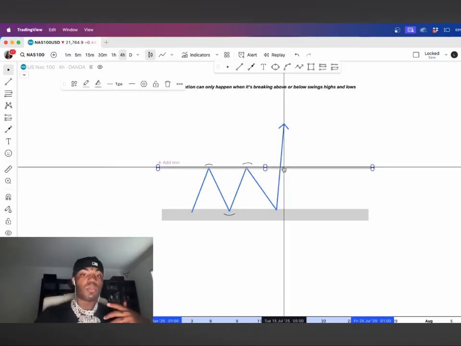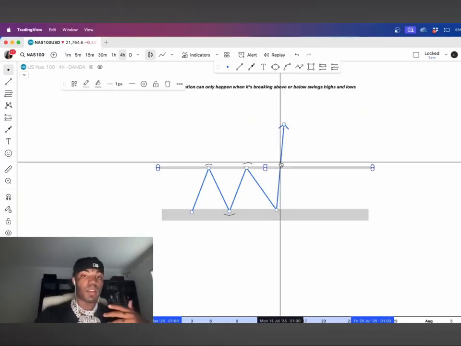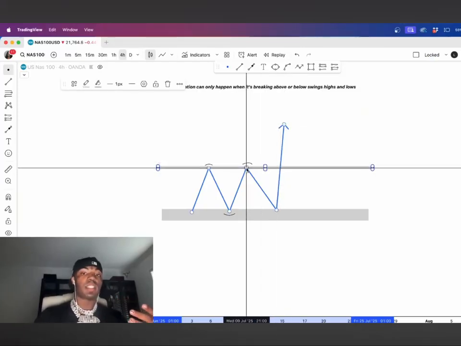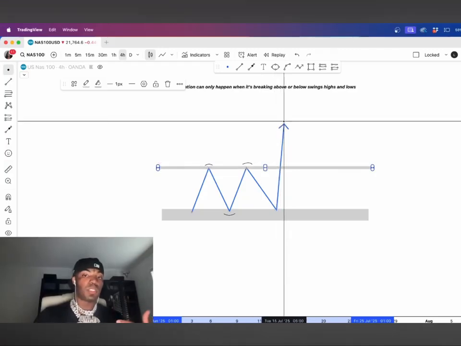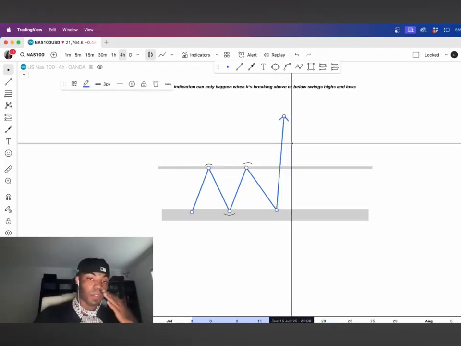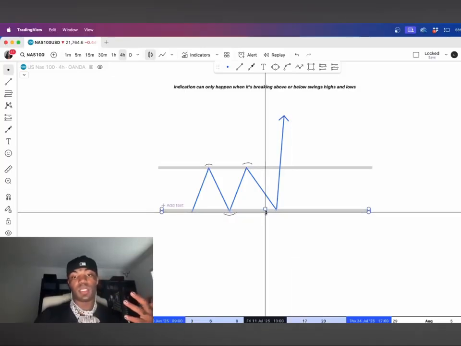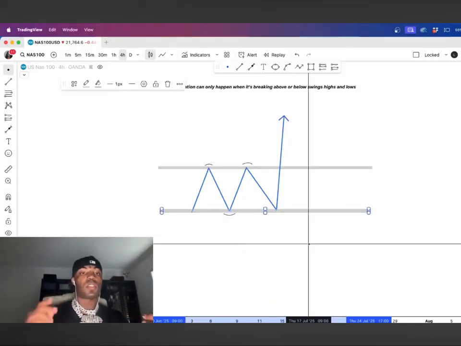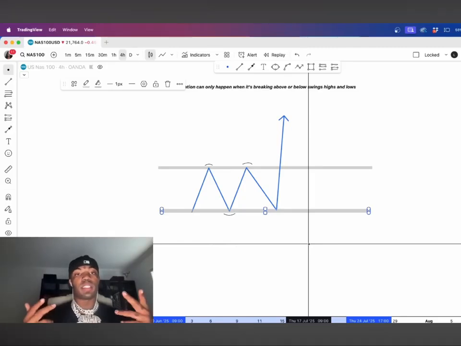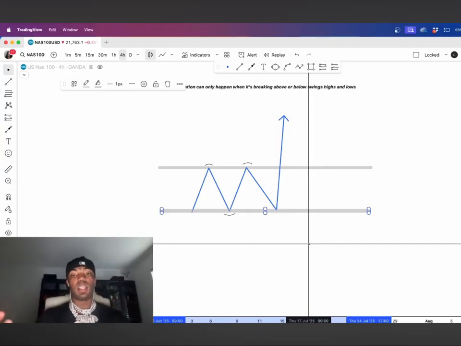Price is going to move in a bullish manner above these swing highs, and it's going to push to a certain level. So think of an indication as basically the starting point of a trend. You need that starting point so you can utilize it, understand this pattern, understand this movement and why it's moving. That way you can get into the trade later on down the line.